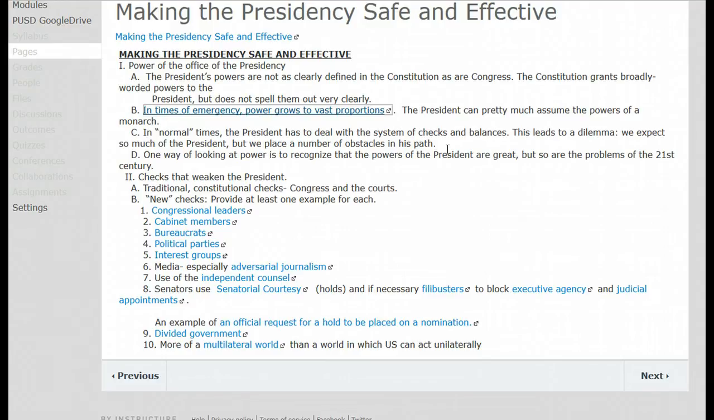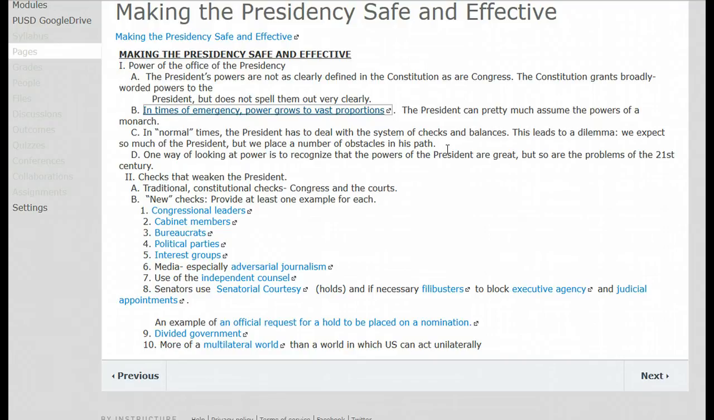And so today, we recognize that the power of the president is great, and I would focus on FDR as the person who starts that off. And there are a lot of problems out there also, so we expect the president to try to solve these problems. We're now going to look at how we try to keep the president from becoming a dictator.